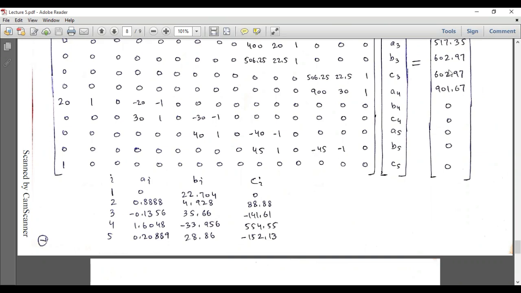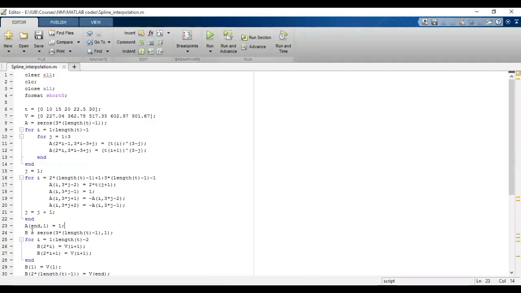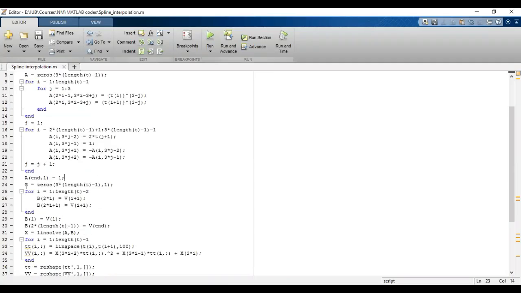Now we have to populate this B column vector, which is at the right hand side. This B column vector is also established by using this for loop. Finally, we have used this simple command of MATLAB: X equal to A inverse B, that is, A backslash B. This will solve the equation AX equal to B, and it will give you all the values of X, right?